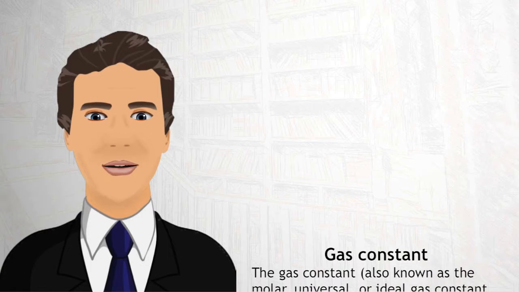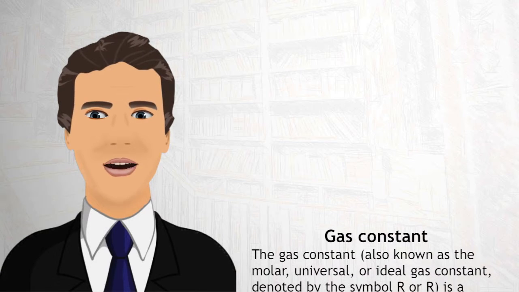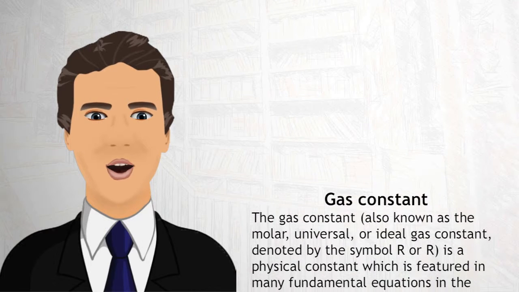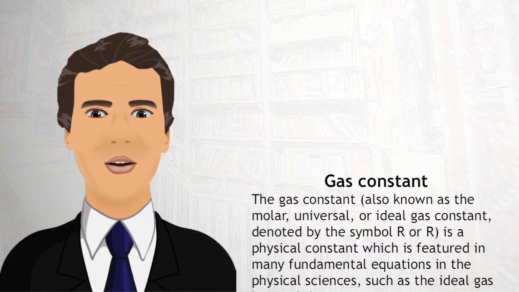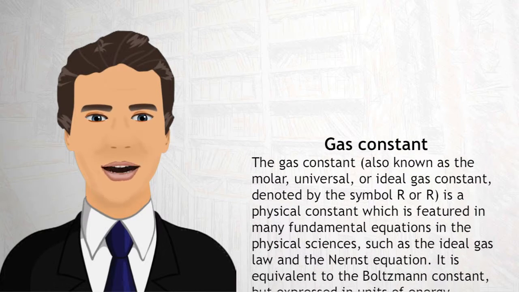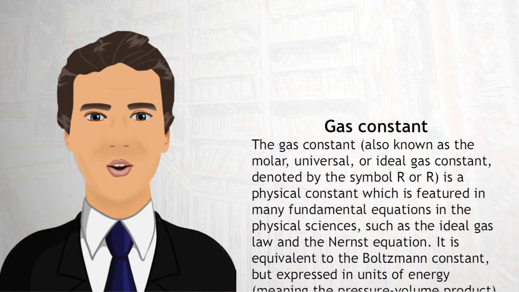The gas constant, also known as the molar, universal, or ideal gas constant, denoted by the symbol R, is a physical constant which is featured in many fundamental equations in the physical sciences, such as the ideal gas law and the Nernst equation.